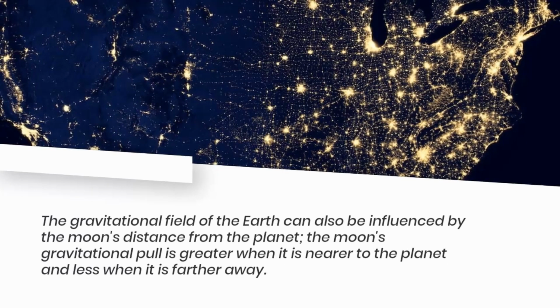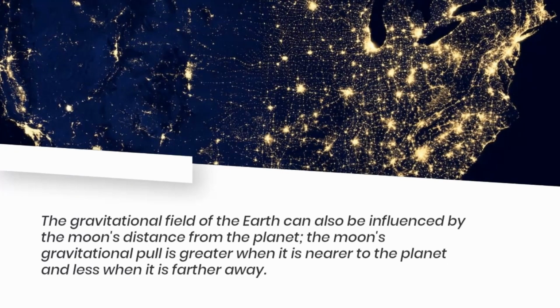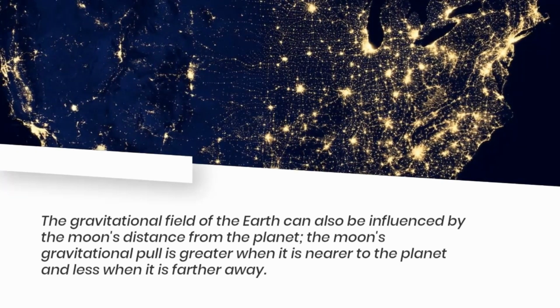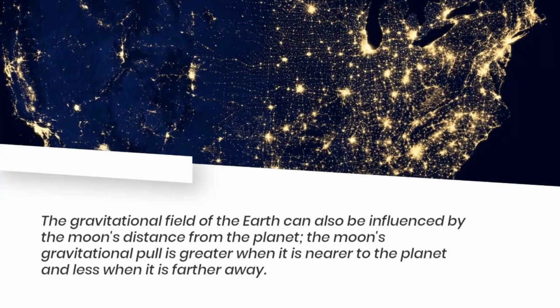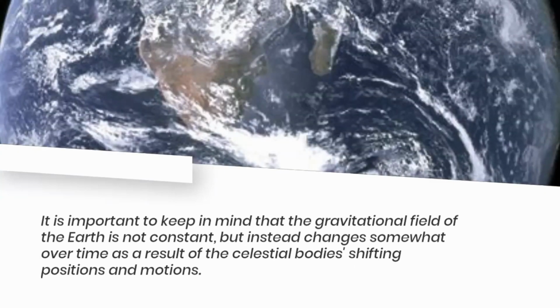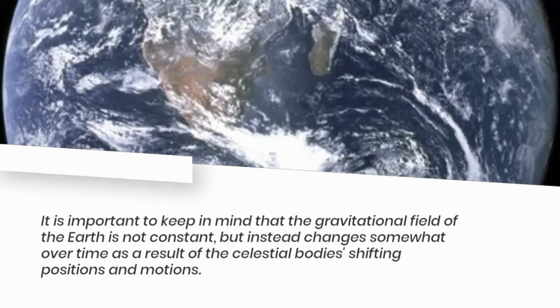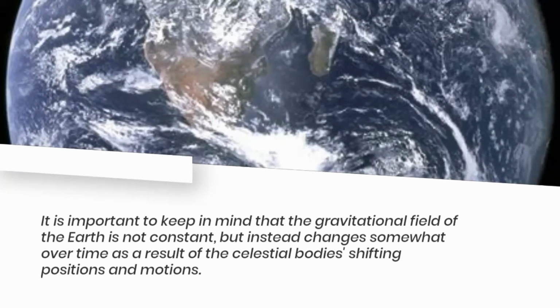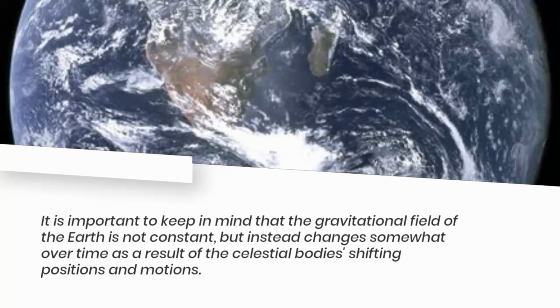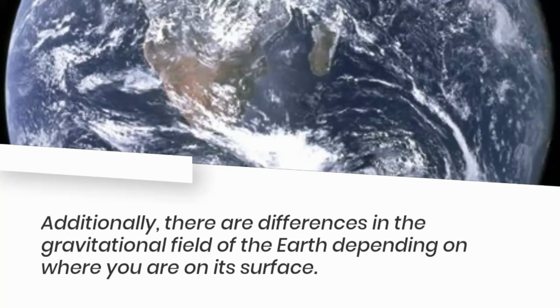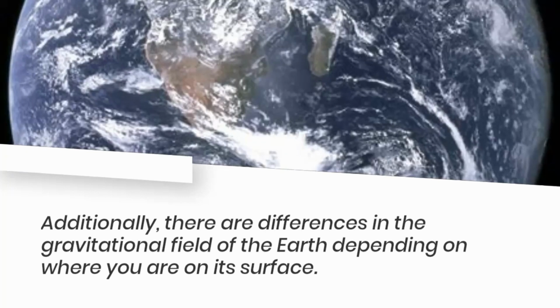The gravitational field of the Earth can also be influenced by the moon's distance from the planet. The moon's gravitational pull is greater when it is nearer to the planet and less when it is farther away. It is important to keep in mind that the gravitational field of the Earth is not constant, but instead changes somewhat over time as a result of the celestial body's shifting positions and motions. Additionally, there are differences in the gravitational field of the Earth depending on where you are on its surface.